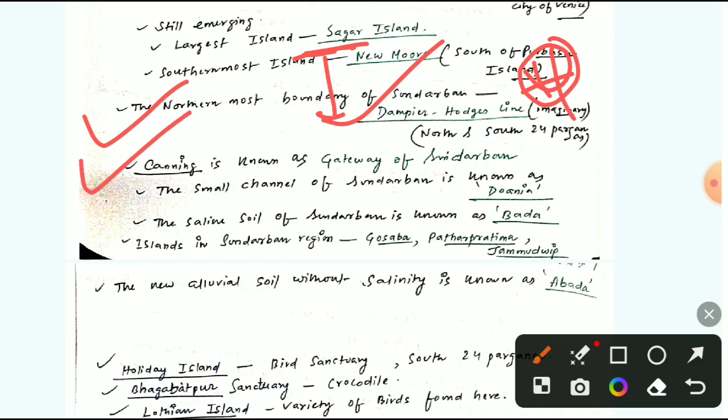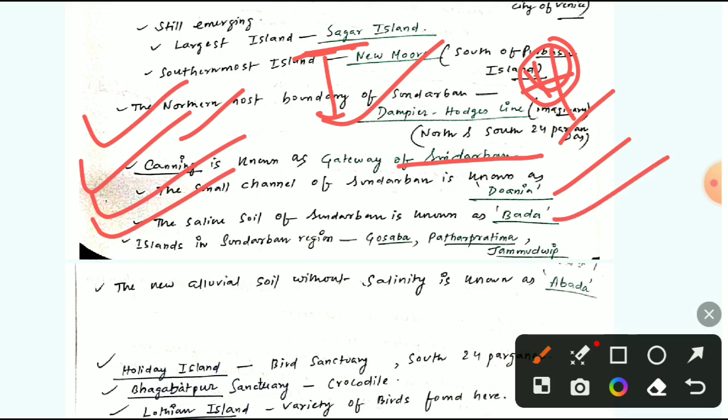Next, Canning is known as the gateway of Sundarban. So Canning, in North-West Pune, is the gateway of Sundarban. The smallest channel of Sundarban is known as Donia. And saline soil of Sundarban is also known as Bada. So it is known as Bada and Donia. Donia is small channel, and saline soil is called Bada. Islands in Sundarban regions: important islands in Sundarban are Gosaba, Pathor Pratima, Jamudip.